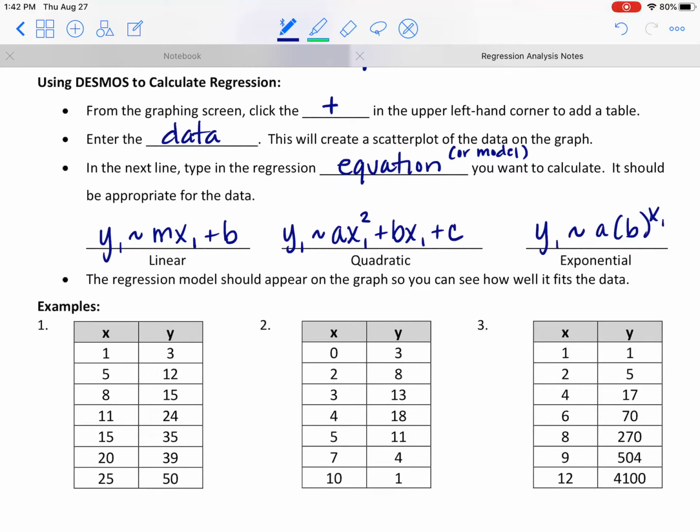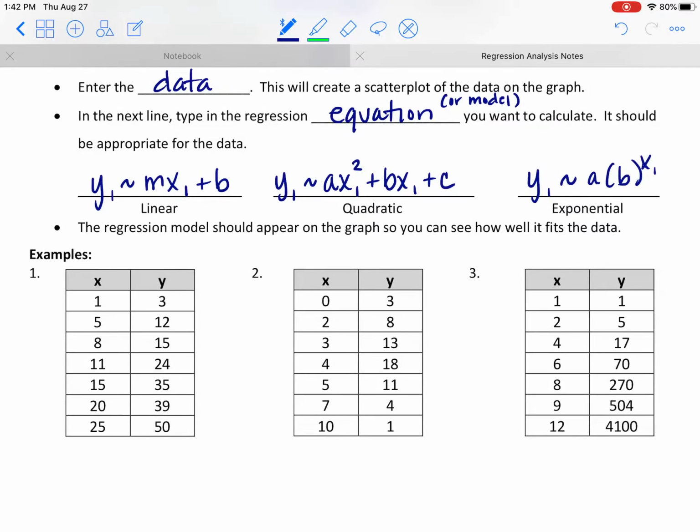I'll show you exactly what you're typing into Desmos, and we're going to try to, for these first three examples here, determine which one of the models would most closely align. So for the purposes of what we do here, and just to practice with these three types of models, when you're calculating regression, you actually want to calculate all three, compare the correlations for all of them, and then you choose the model that has the strongest correlation.